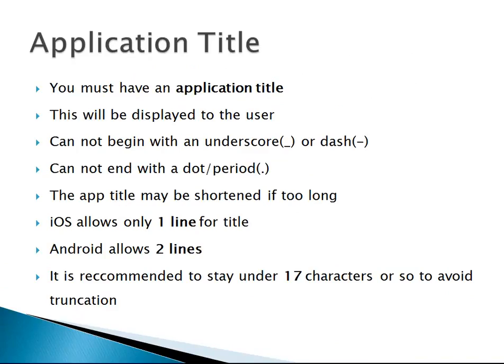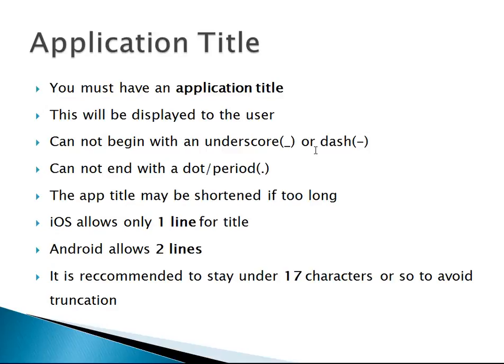So let's go over what we need, what we should have within our app. Okay, so we need an application title, and there's a couple rules to your title. This will actually be what's displayed to the user, so it should be very user friendly. It shouldn't be all lowercase. It can't begin with an underscore or a dash, and really shouldn't even have an underscore or a dash because it's not really a user-friendly name. That's more of a system name.